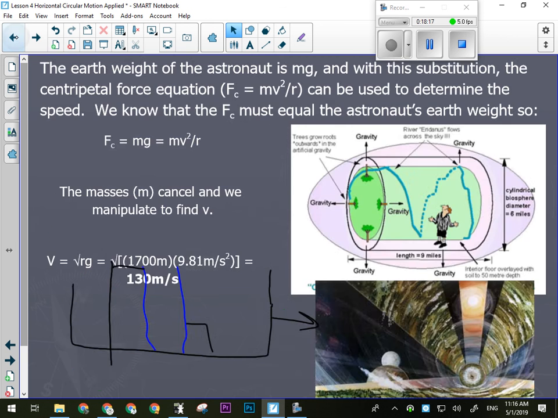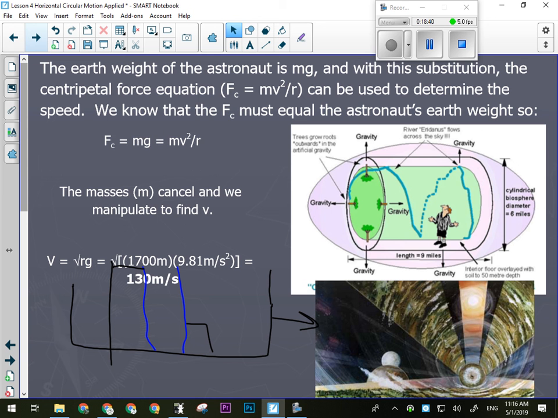All right, so that's it. That's what we got on artificial gravity. So tomorrow, I will teach you about vertical circular motion. Friday, we're going to be doing a lab on the effect of centripetal force on speed. Okay, so that'll be coming up on Friday.